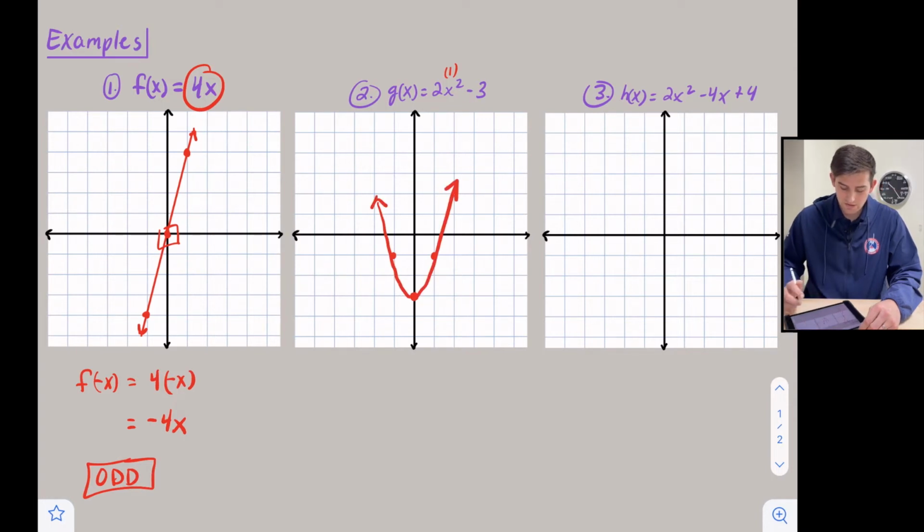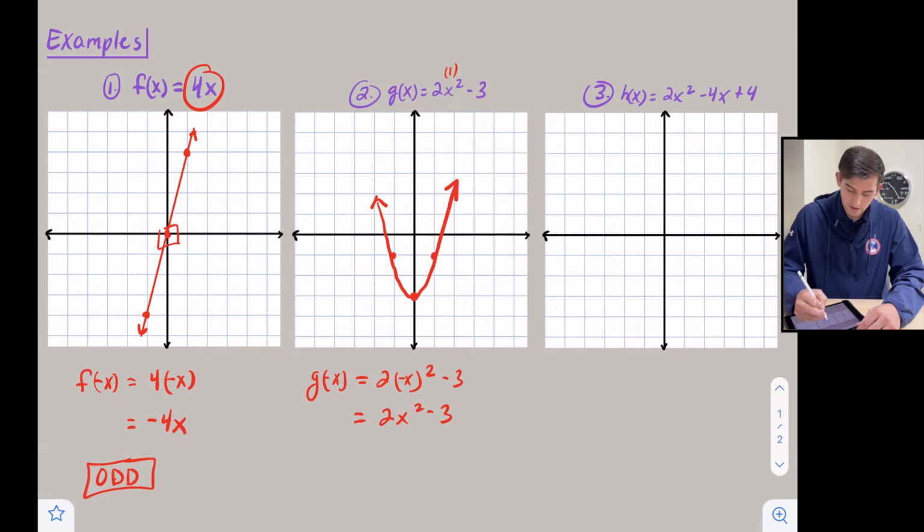Now we can see that it's symmetric about the y-axis. Let's see if we do in fact get an even function. Let's make x opposite. So 2 times negative x squared minus 3. Negative x squared is just x squared. Now we get the exact same thing that we started with. So we consider this an even function, which is why it is symmetric about the y-axis.